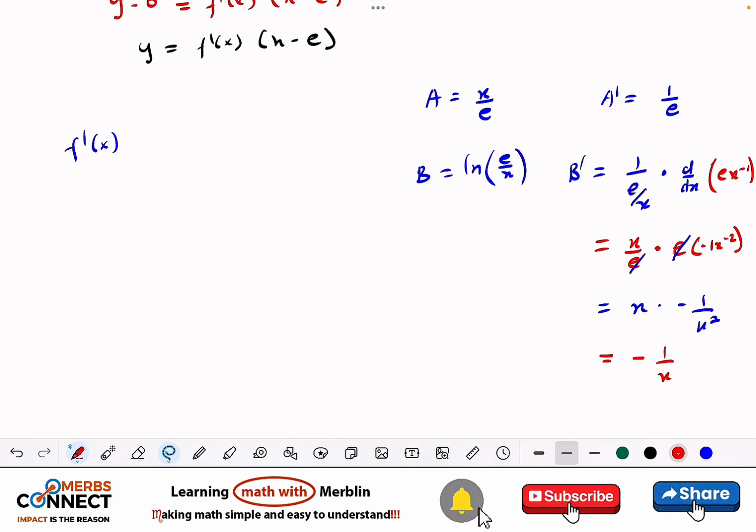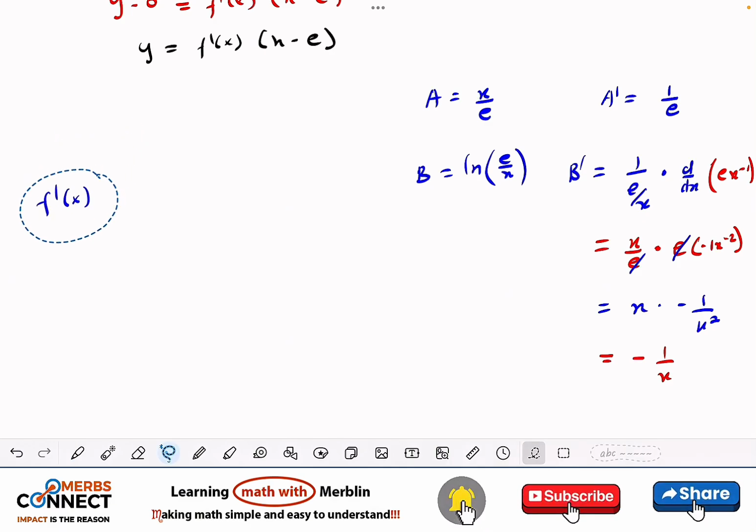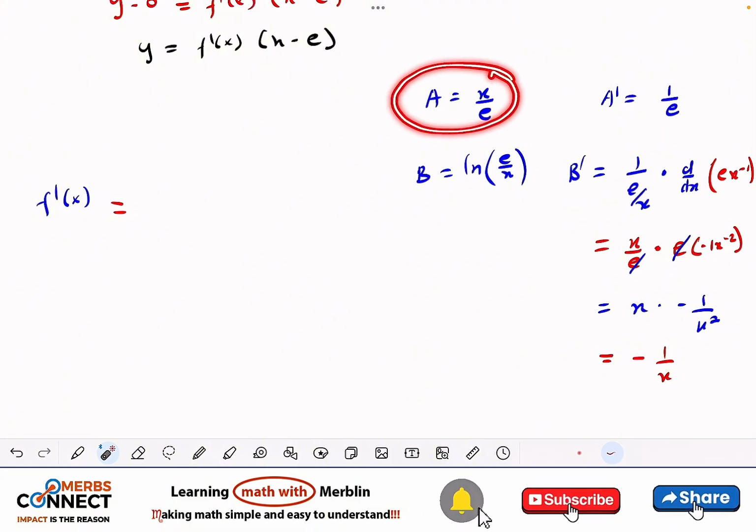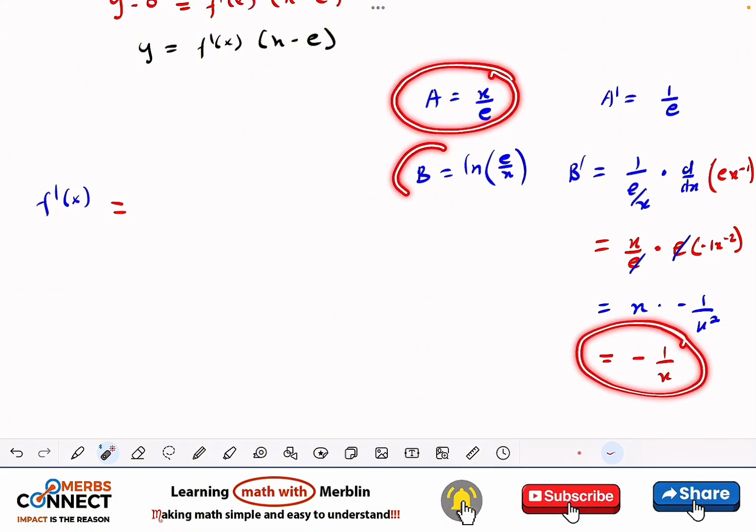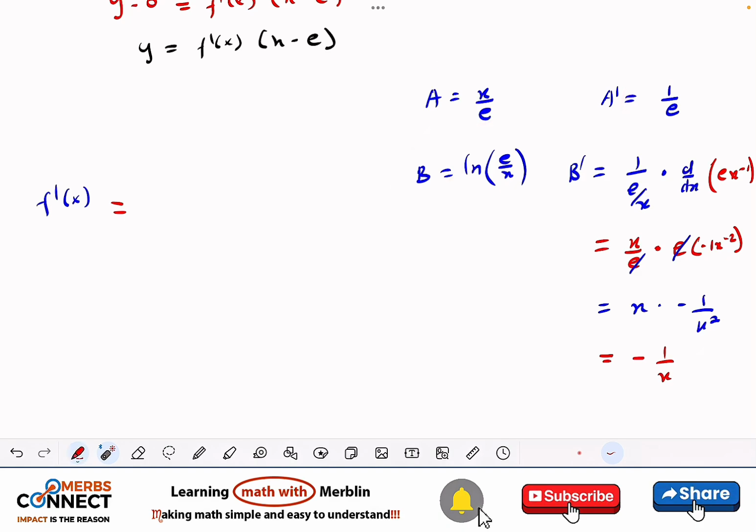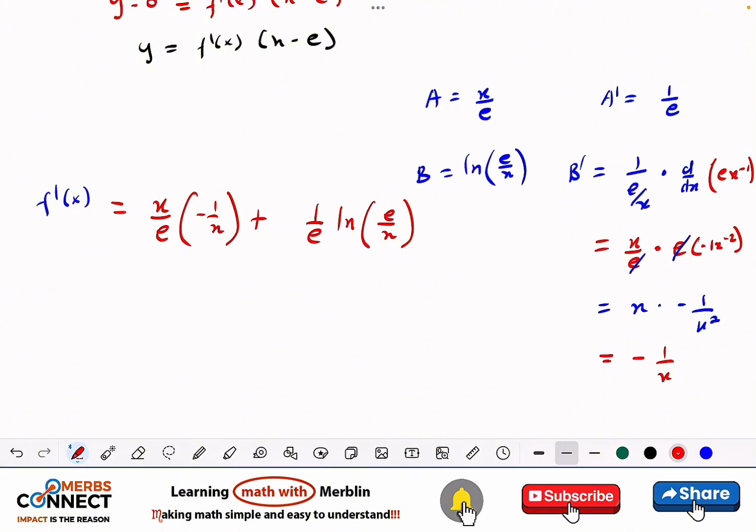So my derivative here is going to give me a times b prime plus b times a prime. So let's go through. A times b prime, minus 1 over x, plus b times a prime. So I'm going to have this natural log of e divided by x. Good. So this is the derivative that we are having, right?